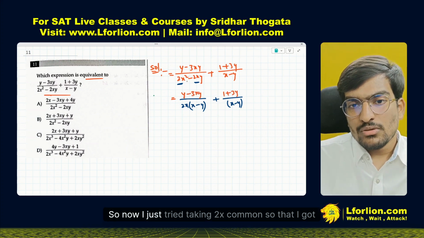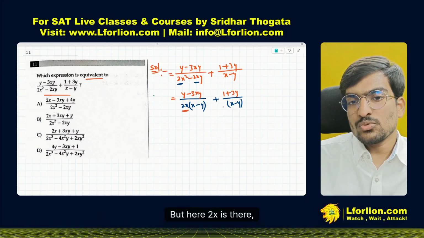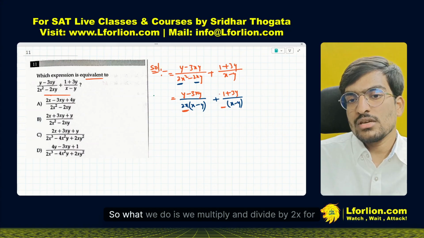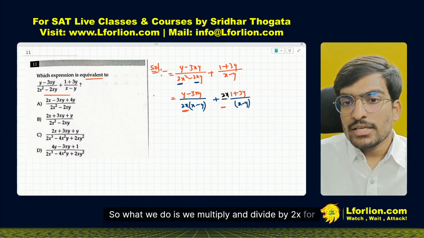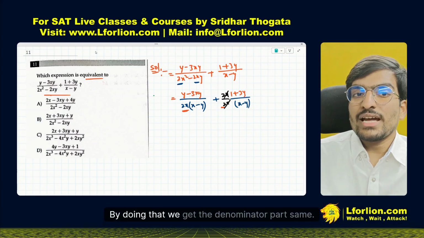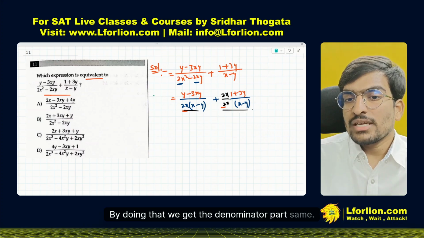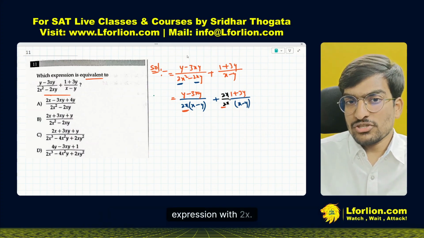So now I just tried taking 2x common so that I got something like this. But here 2x is there, here there is no 2x. So what we do is we multiply and divide by 2x for this one. If you cross out, it is still the same. By doing that, we get the denominator part the same. So that's why we are multiplying that fractional expression with 2x.